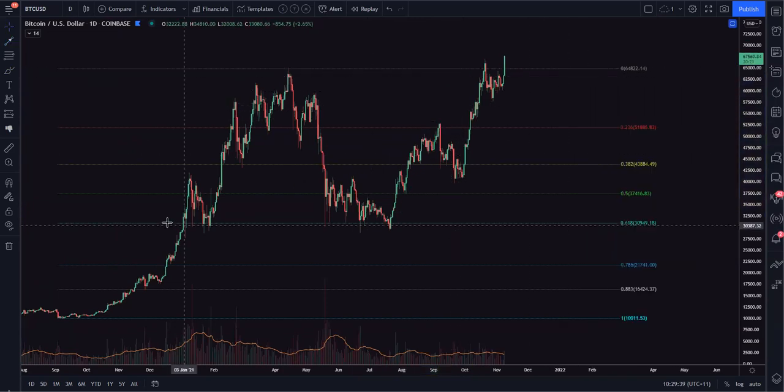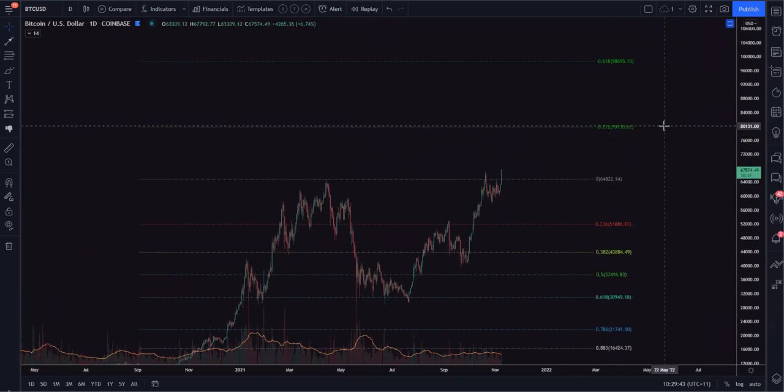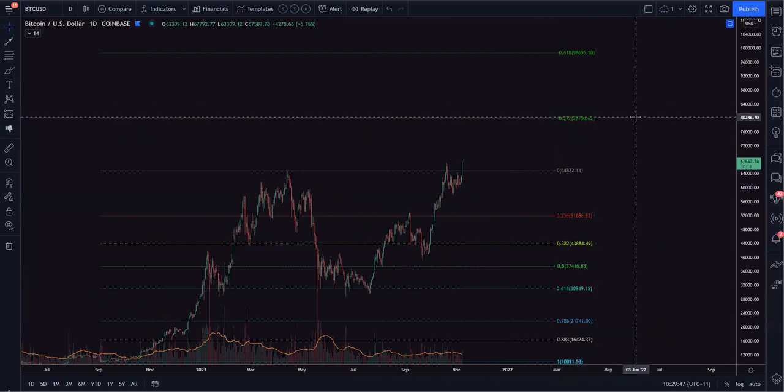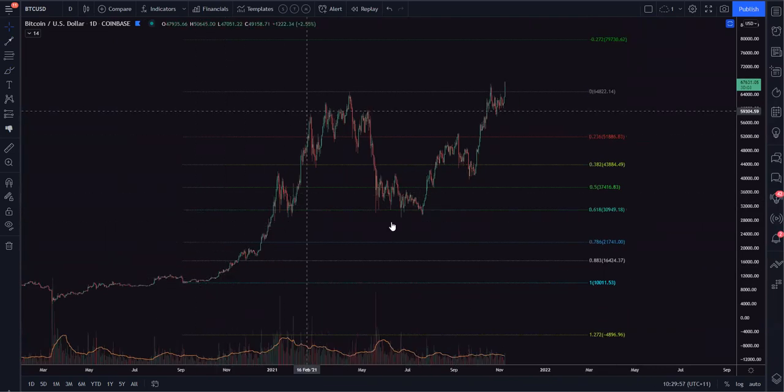Now we can also use this as well. So this is more of a macro way of using it, right? We can also use this to look at our targets. So the next targets here, from what we can see, is about 80,000 for one BTC, and then also 98 or 100,000 would be our target too, right? So that's sort of a higher time frame look at it as well.